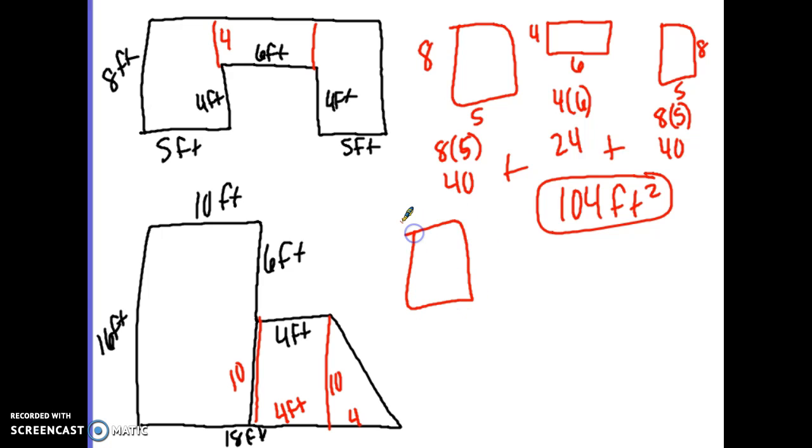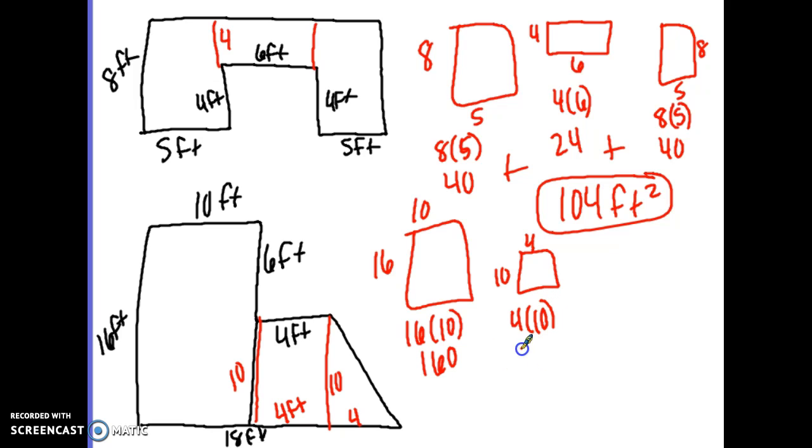All right, my big rectangle is 10 by 16. So the area for that is 160. For this little rectangle, I have 4 by 10, which is 40. And then for my triangle, I have 10 by 4. I have to divide by 2 because it's a triangle, so that's 20. And when I add 160 plus 40 plus 20, that's 220 square feet.